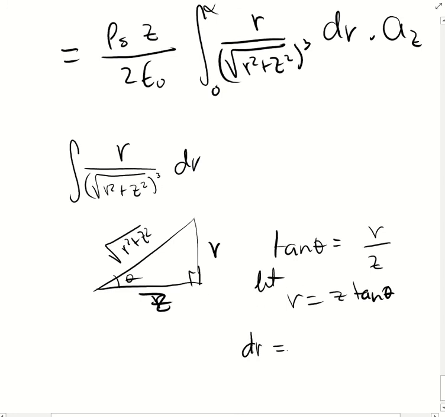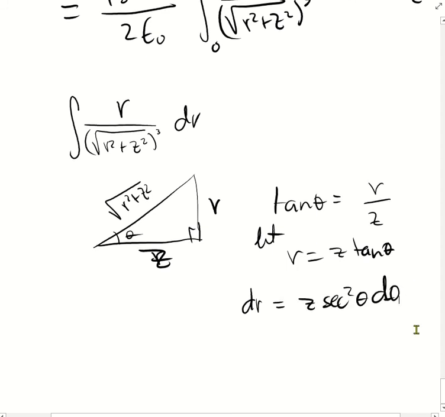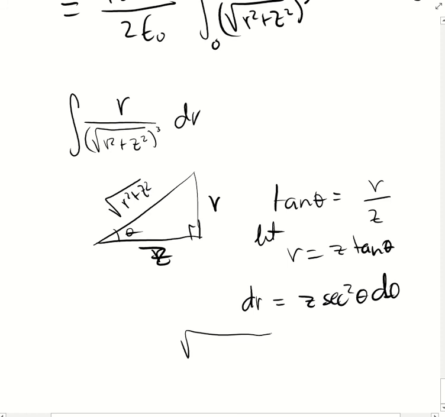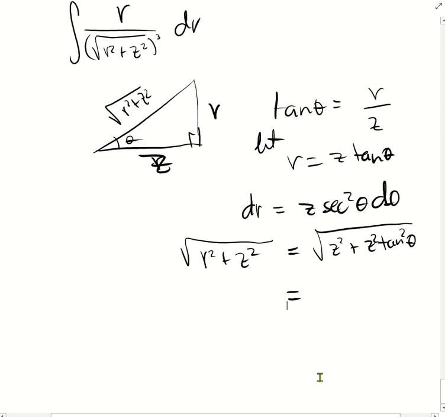So, dr will be equal to z times secant squared theta d theta. Then, the square root of r squared plus z squared will be equal to the square root of z squared plus, our r is z tangent theta, squared, so z squared tangent squared theta. And this will be equal to z squared, factor out z squared, times 1 plus tangent squared theta. And that will be secant squared theta. And if you take the square root, this will be equal to z times secant theta.